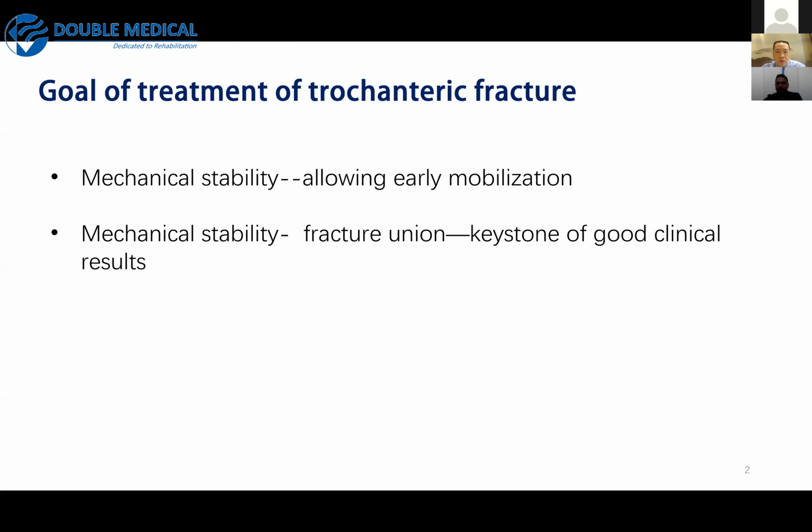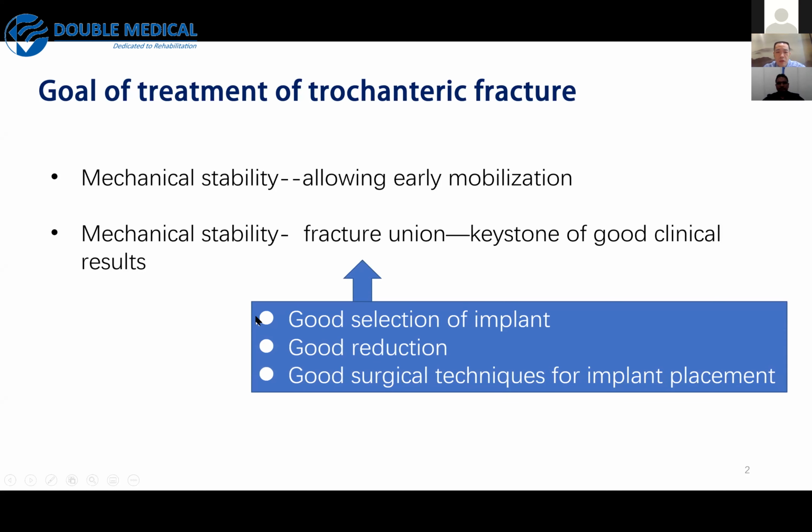As we know, the trochanteric fracture necessitates mechanical stability for this stability, allowing the patient early mobilization. But in the clinical scenario, the stable fixation to fracture union is the keystone of good long-term clinical results, which need us to do good selection of the implant, good reduction, and good surgical techniques for implant placement.